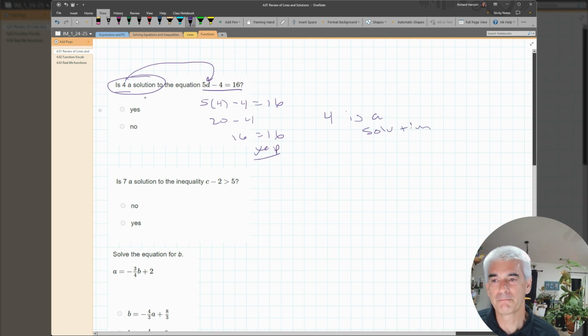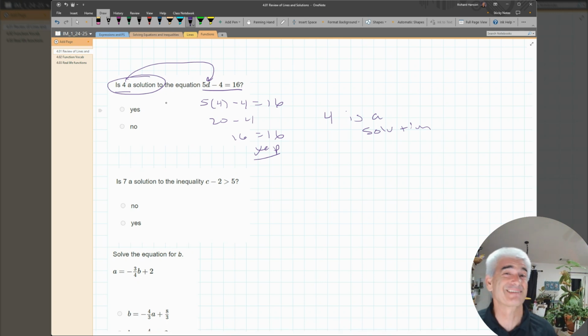Sometimes you'll be dealing with an equation that has only one solution. Sometimes you'll be dealing with an equation that has lots of solutions.